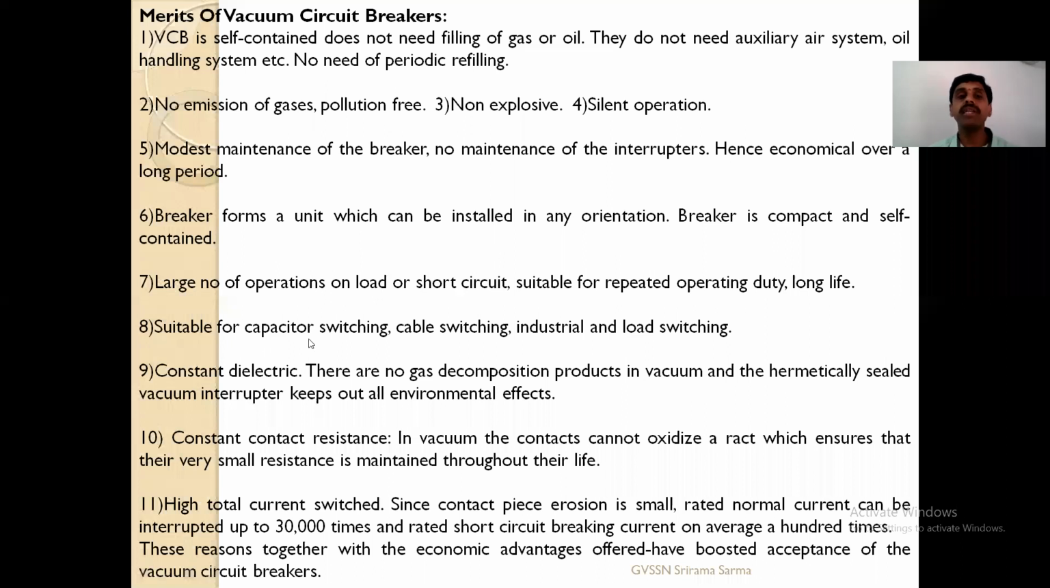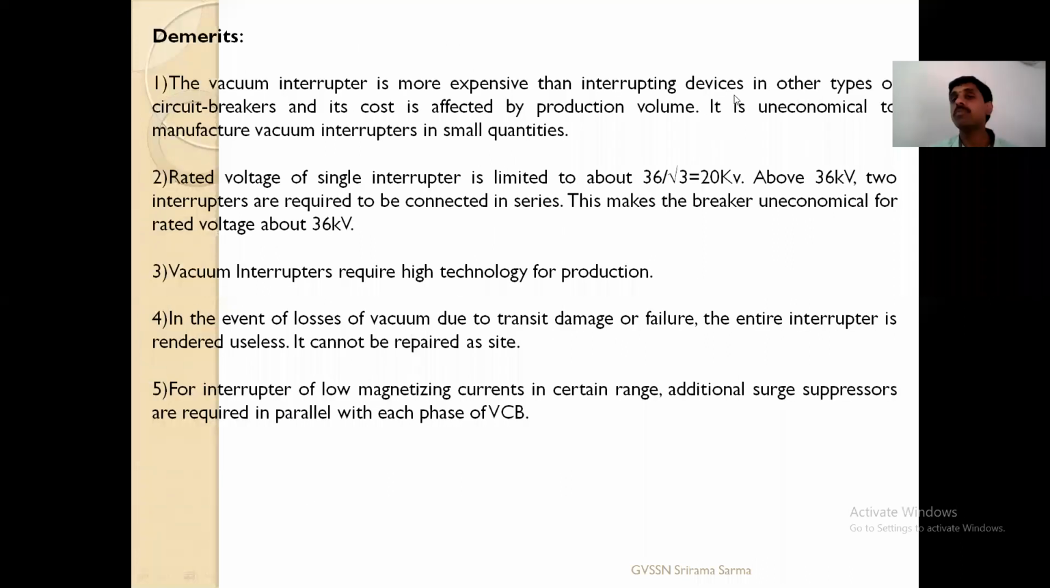So if you see the demerits, vacuum interrupters are more expensive than other interrupting devices, because maintaining this vacuum is very important in other types of breakers. That's why its cost is affected by production volume. So it is uneconomical to manufacture small number of vacuum interrupters. We have to produce more number of interrupters. So then only it is economical.